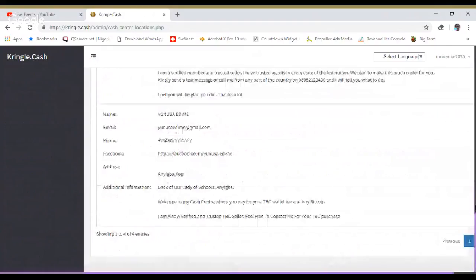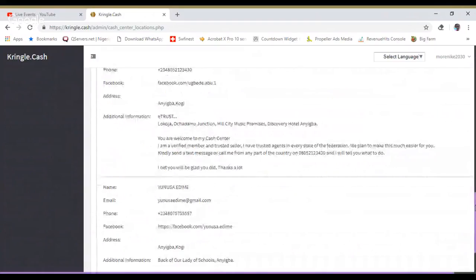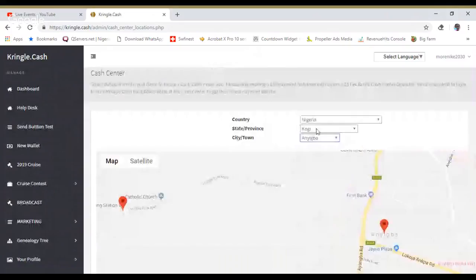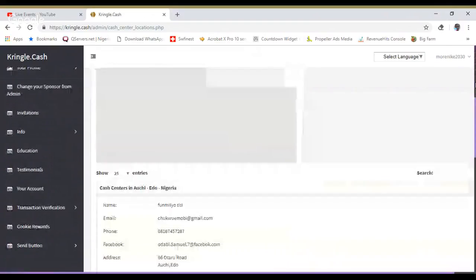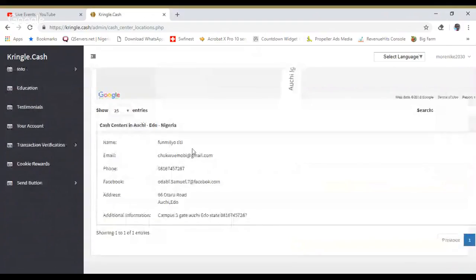So let me also take us to another state, so that it's not only Kogi State. When you go to another state like Edo State, you wait for it to load. When you choose any state, you wait for it to load. So you select the city in Edo State. We have Auchi. We select Auchi. Let's see how many there are. We have only one, Funmilayo Titi, at the cash center.